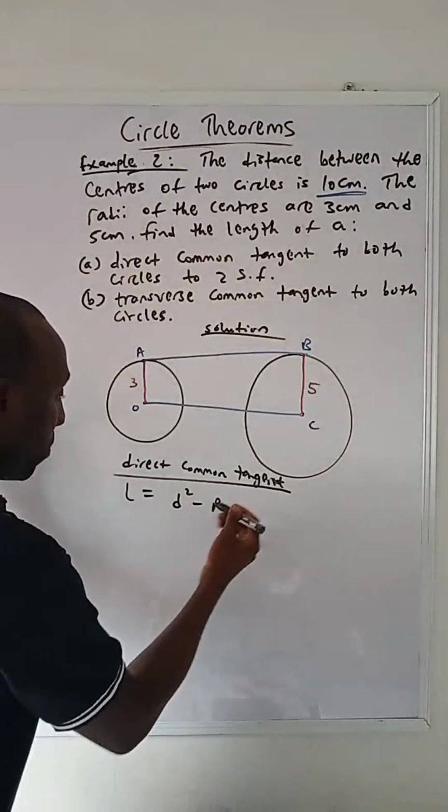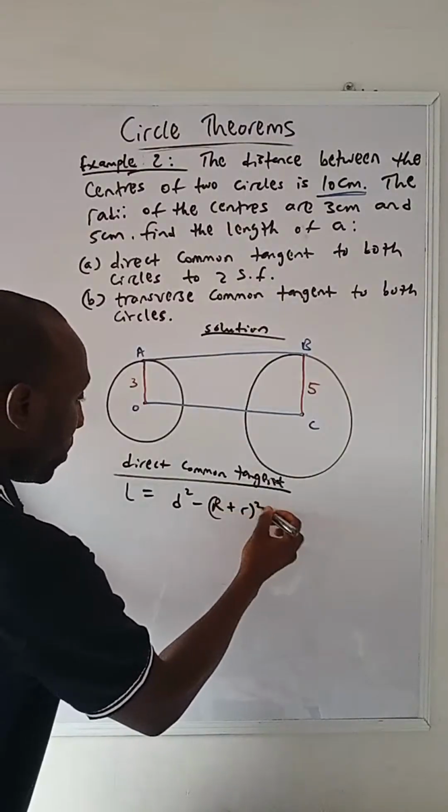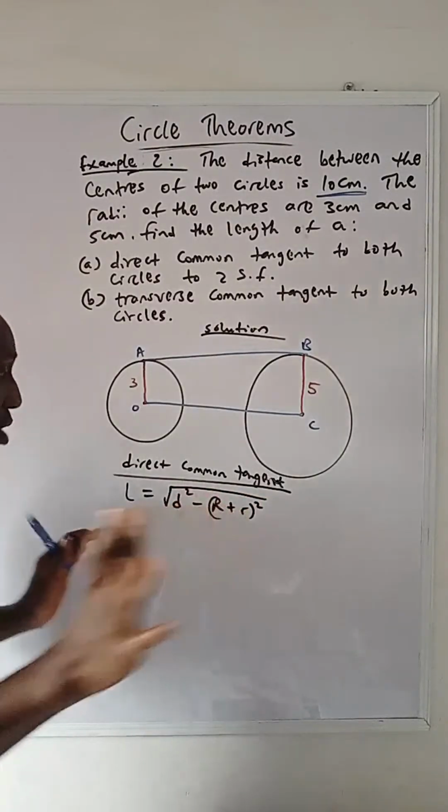So the formula is what? R plus small r, all squared, and then your square root. Very, very straightforward and easy.